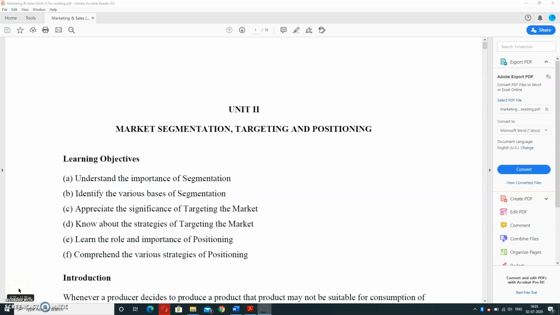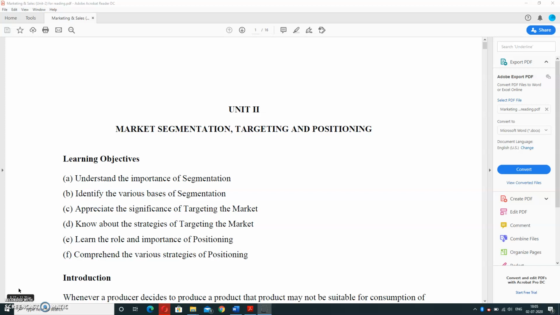Good morning all. In today's session, we will discuss unit two, and the name of unit two is market segmentation, targeting and positioning. After learning this unit, you will be able to understand the importance of segmentation. You can identify the basis of segmentation. You can appreciate the significance of targeting the market.